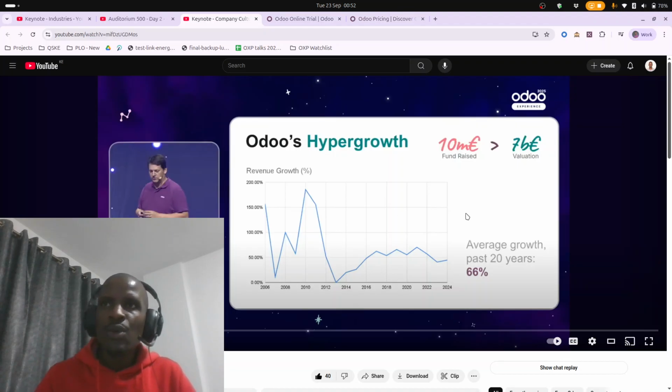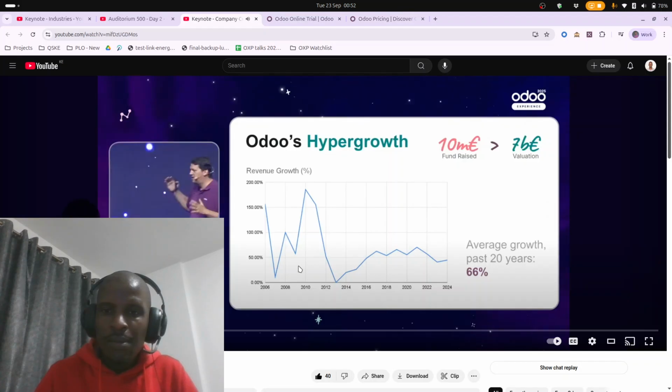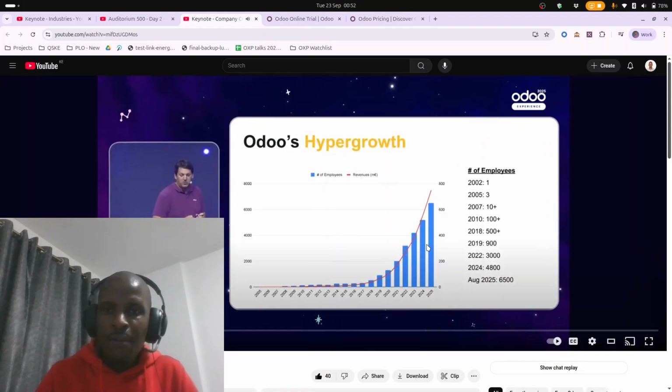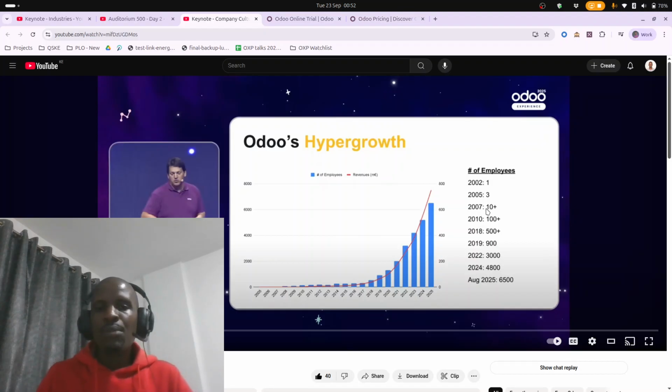You can see that Odoo began, and I don't know whether you caught it, let me go back a little bit to this particular slide. You can see that in 2002, we had 1 employee. 2005, we had 3. 2007, that's when we had 10+ employees. So that's 5 years with less than 10 employees. Coming to where we are right now, with 6,500 employees, yes, it is hyper growth, but it wasn't an overnight success. There was a lot of work that was put in to get us here.